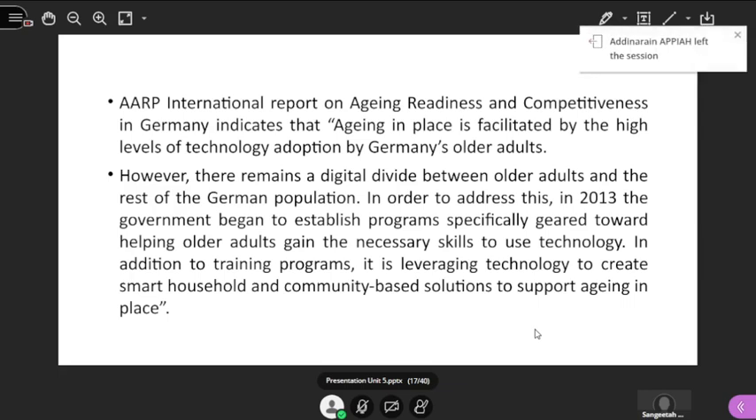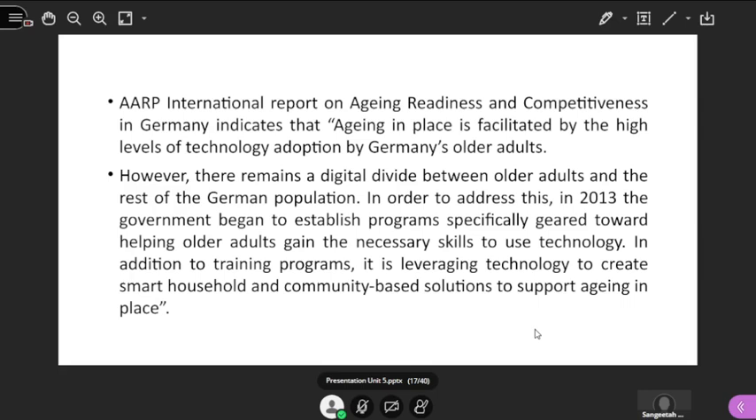So the AARP International report on aging, readiness and competitiveness in Germany indicates that aging in place is facilitated by a high level of technology adoption by Germany's older adults. Sorry, guys. However, there remains a digital divide between older adults and the rest of the German population. In order to address this, in 2013, the government began to establish programs especially geared towards helping older adults gain the necessary skills to use technology. In addition to training programs, it is leveraging technology to create smart household and community-based solutions to support aging in place.